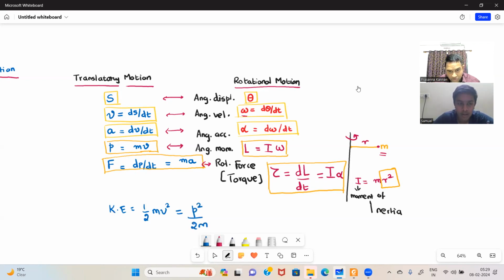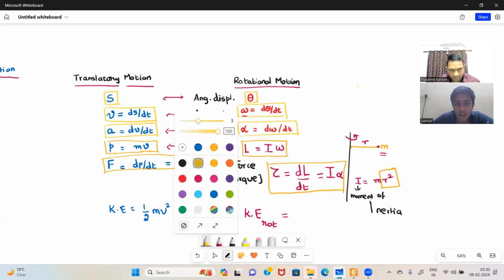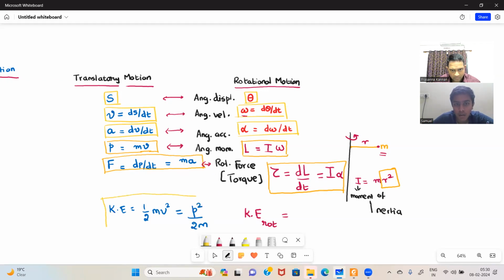Now the notation is the same, you call it kinetic energy. The only difference is you call it rotational kinetic energy. So can you tell me what it would be? First tell me the matchup for this half mv squared. What is M in that formula?